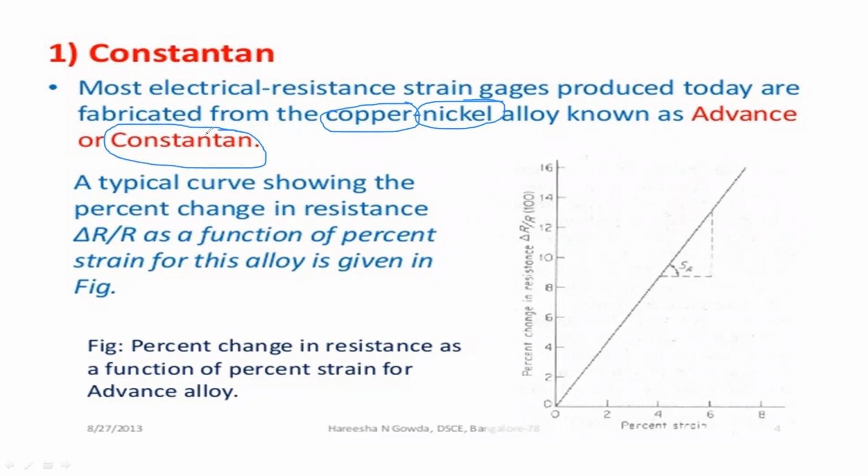A typical curve showing the percentage change in resistance, that is change in resistance delta R by original resistance R, as a function of percentage strain for this alloy is given in the figure. You can observe how much percentage of strain is obtained using these alloys, and we can calculate the percentage change in resistance, and how much strain is acting on that equipment using this graph.